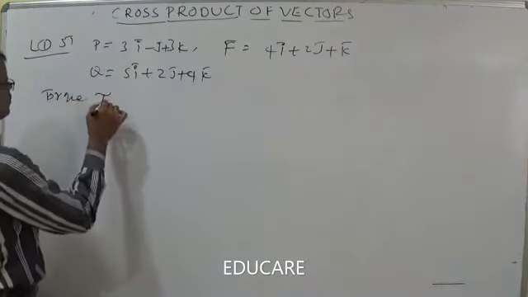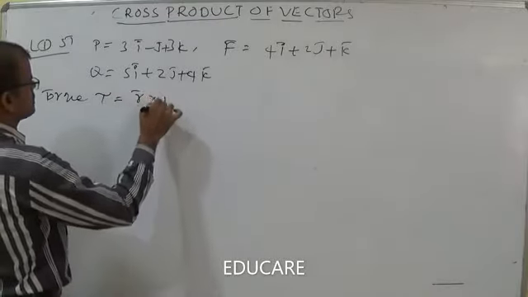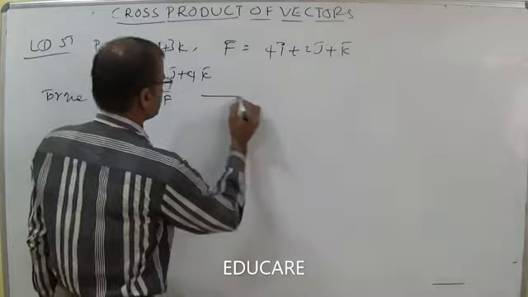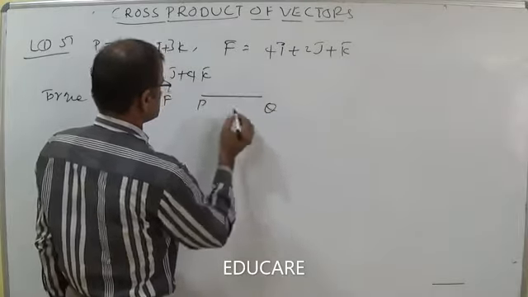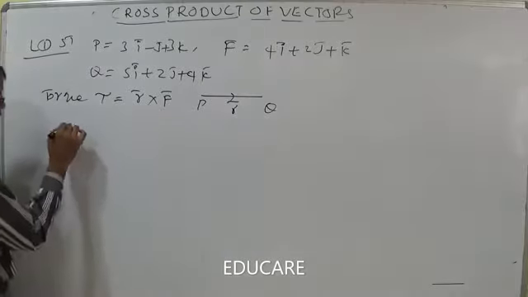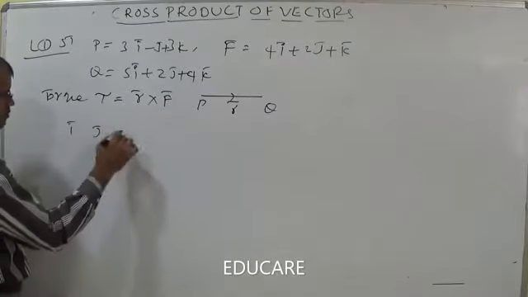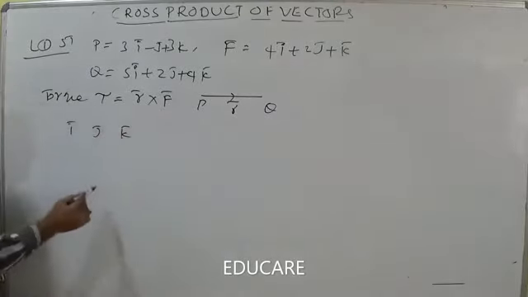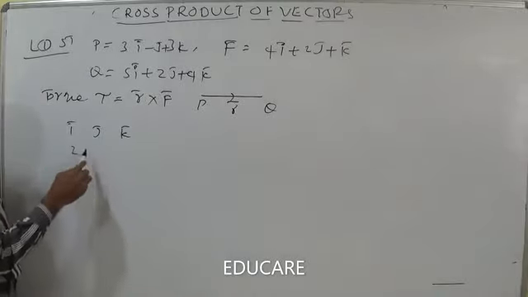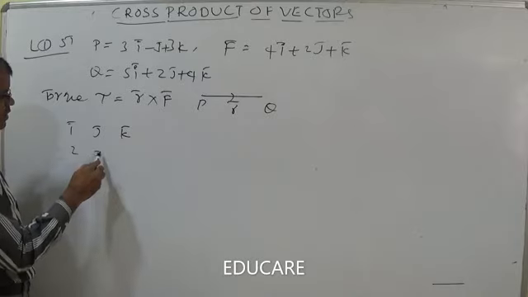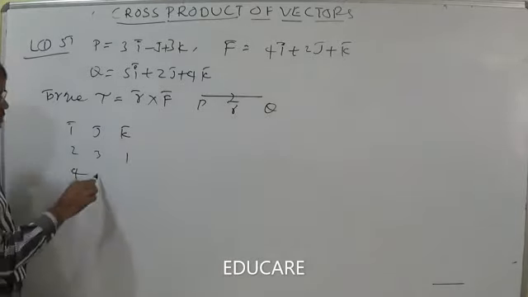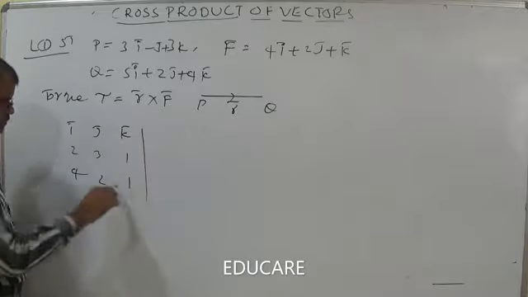Torque or moment tau is equal to R cross F. What is R? PQ is R. This is P, this is Q, so this is the R. Now you write here i, j, k. R is Q minus P, you write: 5 minus 2 is 3, 2 plus 1 is 3, and 4 minus 3 is 1. Later, force you write 4, 1, 2.